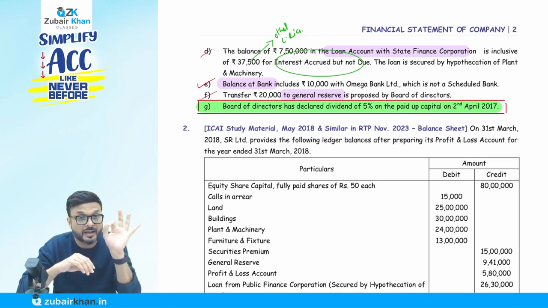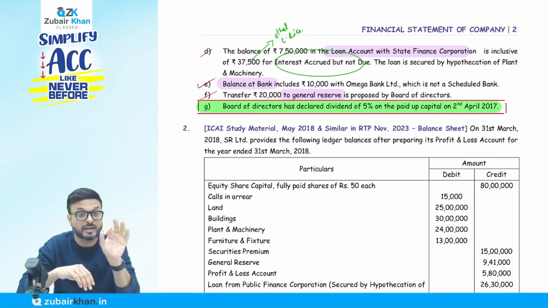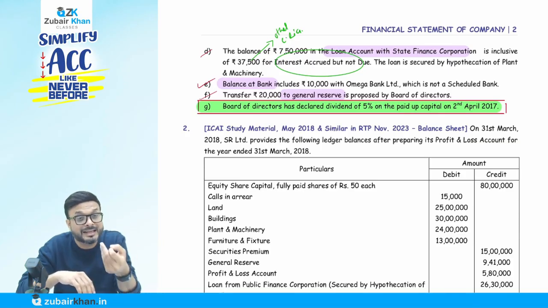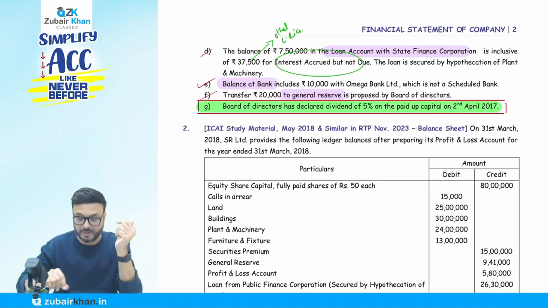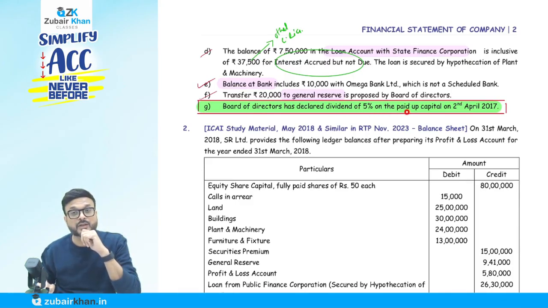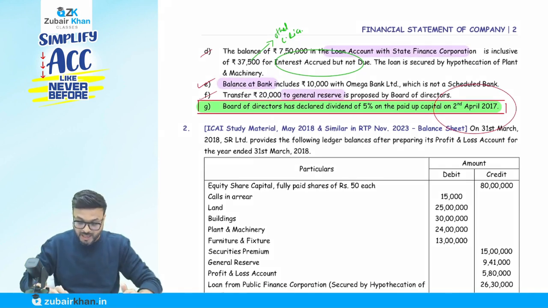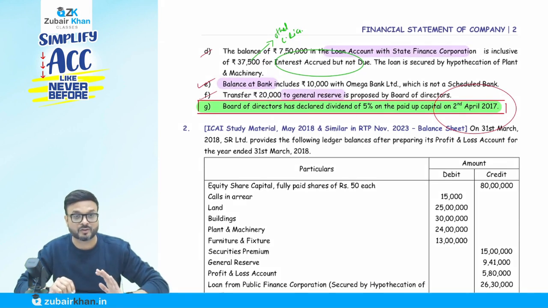They say whenever company declared a dividend, we have to record in the books of account. Just listen carefully. Whenever company declared the dividend, we have to record the books of account only in the financial year in which they declared it. Only in the year in which they have declared it. So what does it mean? As you can see in point number G, Board of Directors has declared a dividend of 5% on the paid up capital on 2nd of April 2017. So we are preparing balance sheet on 31st of March 2017.